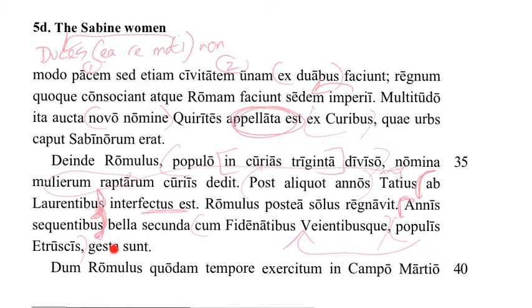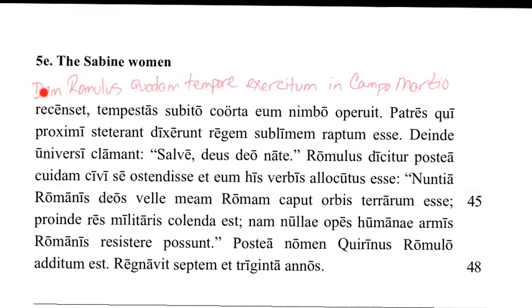Following wars were waged. Dum Romulus, quodam tempore exercitum in campo Martio recensit, tempestas subito coorta eam nimbo operuit. Well, this is kind of different. Okay, dum plus an indicative, that's just like a while sort of clause going on, while this was happening. So that's a temporal clause.